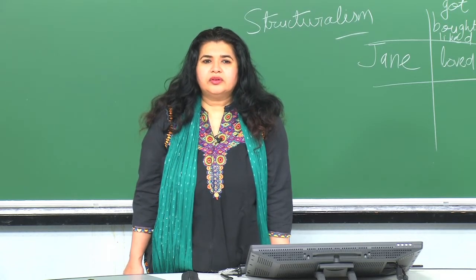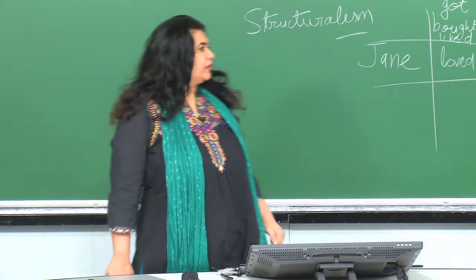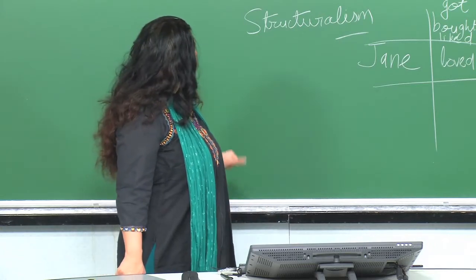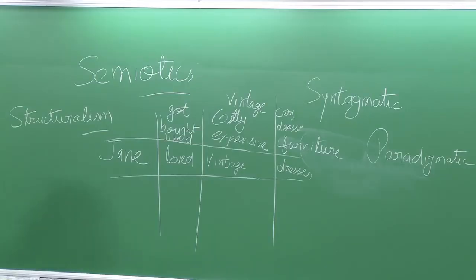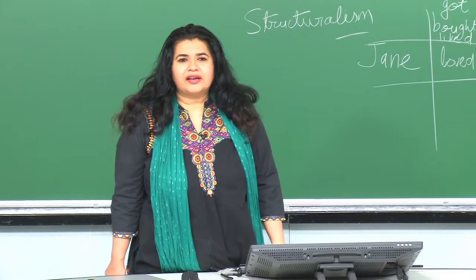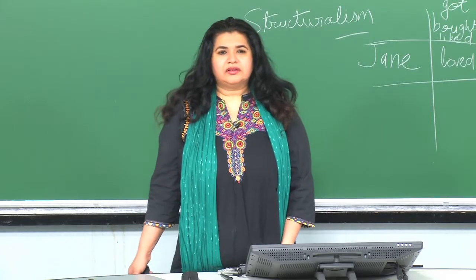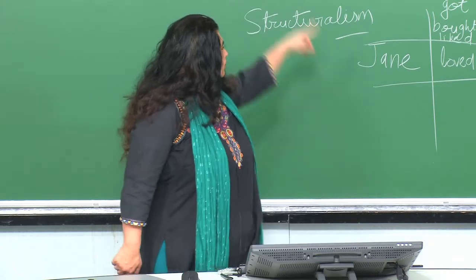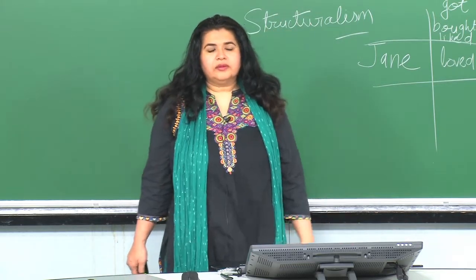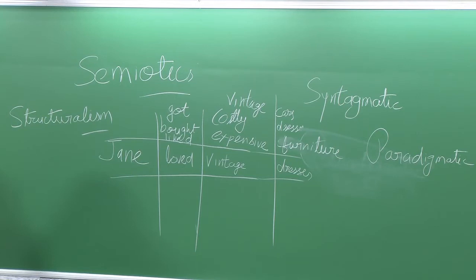We will talk about now two kinds of axes that are given to us by Charles Sanders Peirce, syntagmatic and paradigmatic. These are the axes. Now, the paradigmatic axis is read vertically, okay? And paradigmatic relations are concerned with substitution.